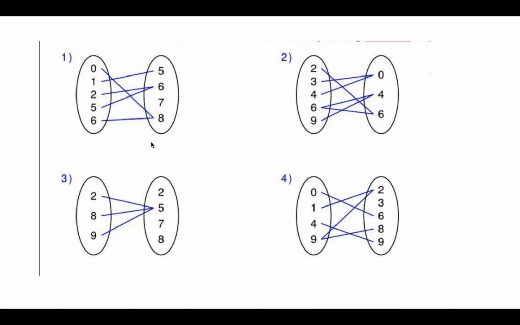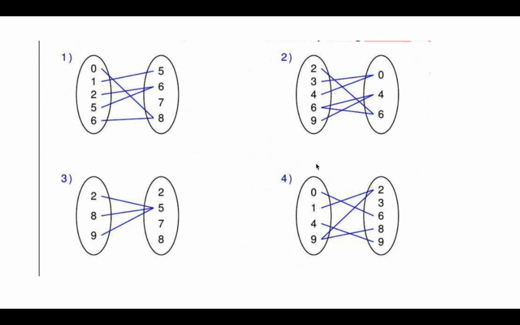If you look into the third example, we'll see that 2, 8 and 9. Every element in the first set has an image in the next set. For sure, the first condition follows, and we'll see every element only has one image in the next set. You can see that 2 only has one image in the next set, and 8 only has one image in the next set, and 9 only has one image in the next set. So it's a function. Let us look into the next example.